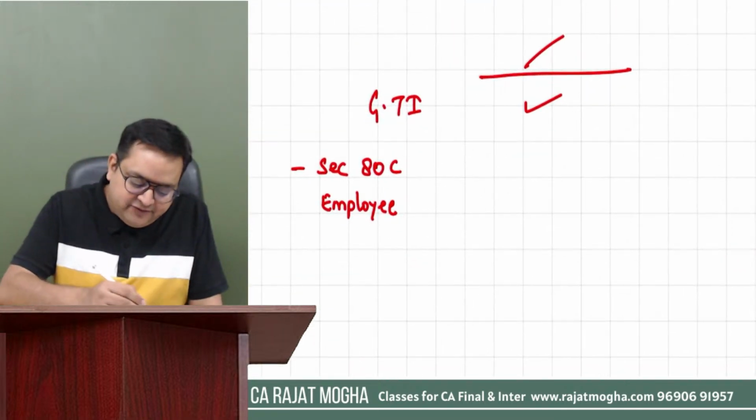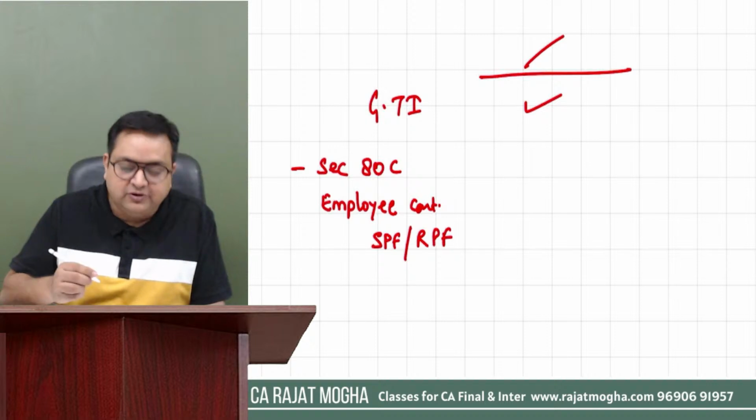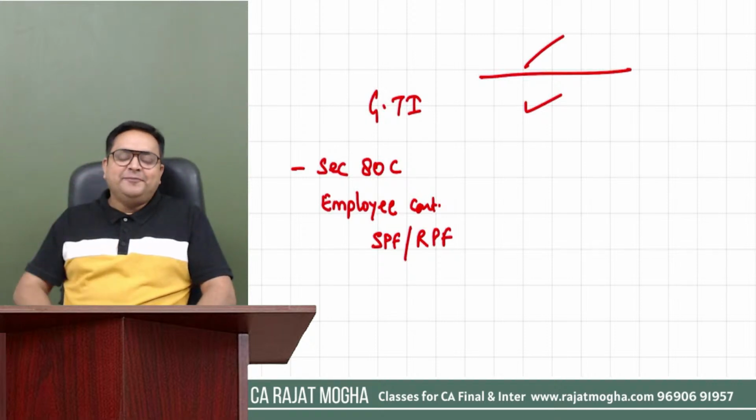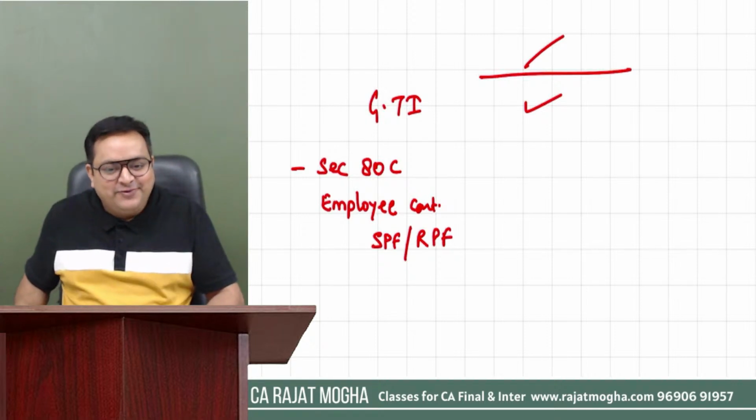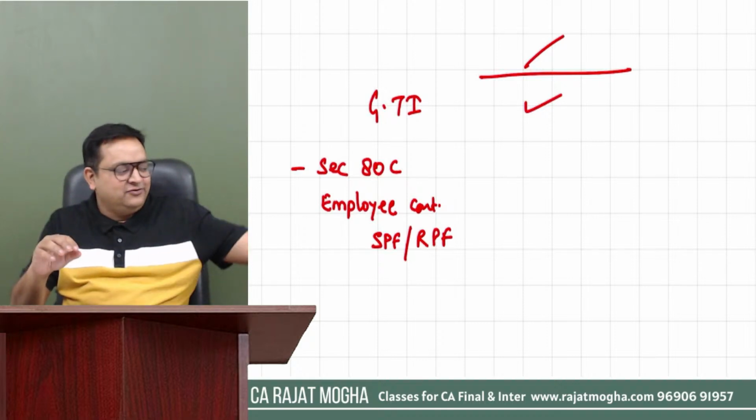So in 80C, we get a deduction of employee contribution, whether it is statutory provident fund, it is also allowed, or it is recognized provident fund, it is also allowed. Now your question could be, sir, what about unrecognized provident fund? No, boss. If it is unrecognized provident fund, then it is not allowed.